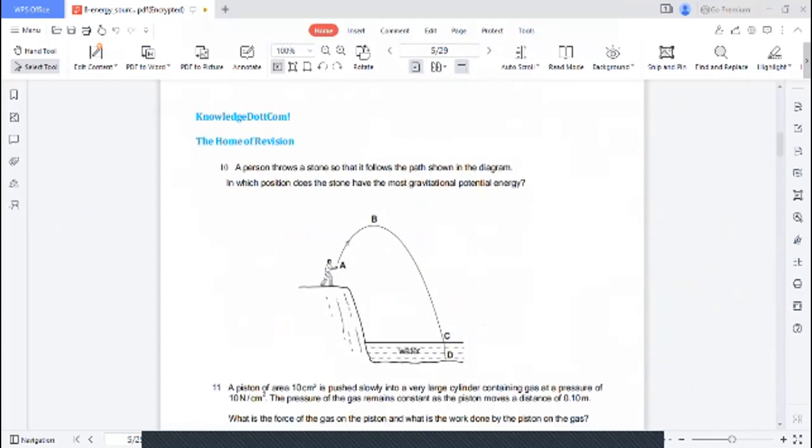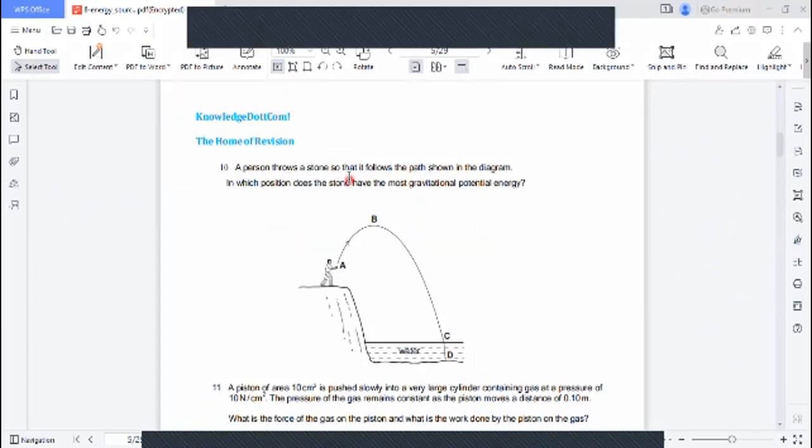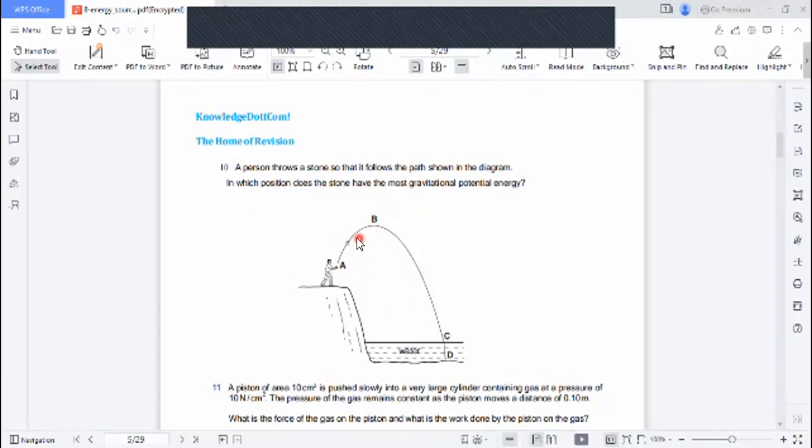Number 10. A person throws a stone so that it follows the path shown in the figure. It's a parabola, a projectile-like situation. In which position does the stone have the most gravitational potential energy? You can see the gravitational potential energy is related to the height of the object. The point where it has the maximum height will have the maximum gravitational potential energy.